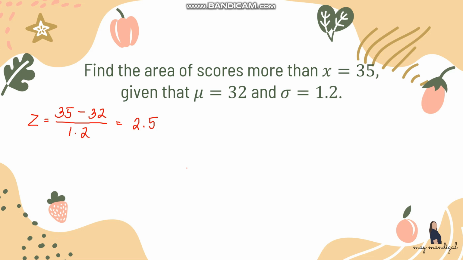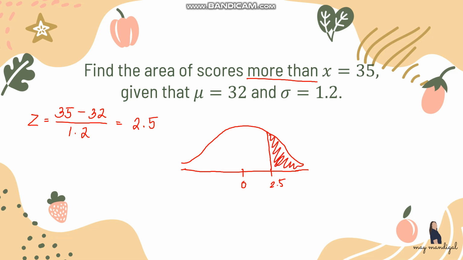Now, let's draw the curve just to visualize. So this is 0, and then we have 2.5. Now what we need is to find the area of the scores more than the given score, which is x equals 35. And its corresponding z-score now is 2.5. So that means, since it's more than, what we want is the area to the right of our z-score. Like what we did in the previous example, we can get the area to the left of 2.5 and then subtract it from 1.